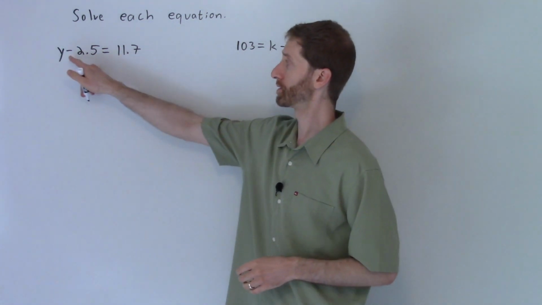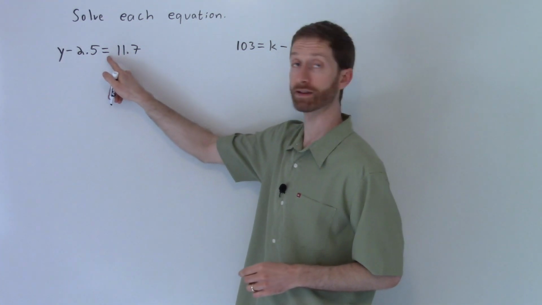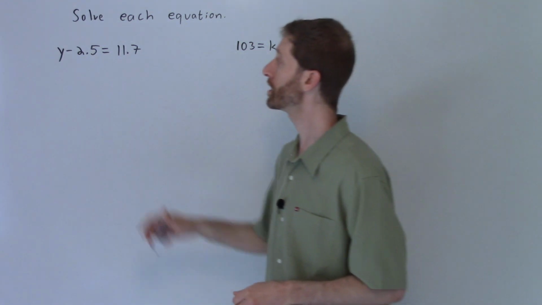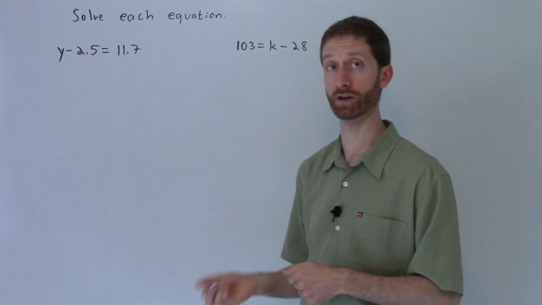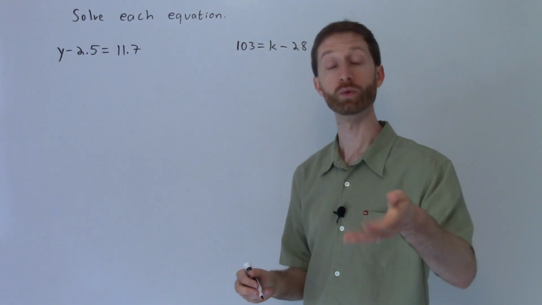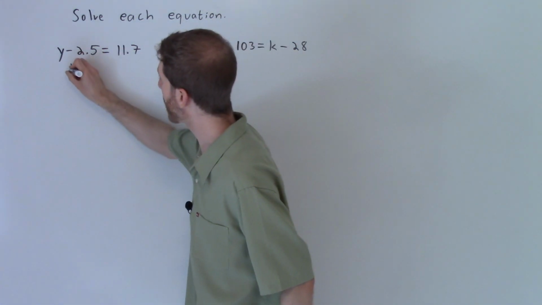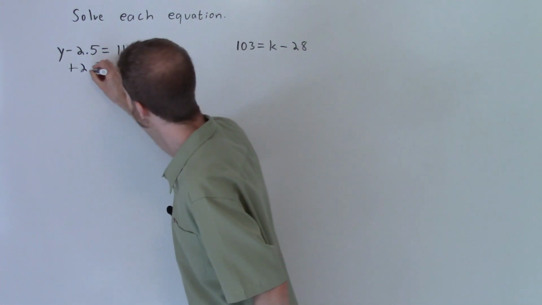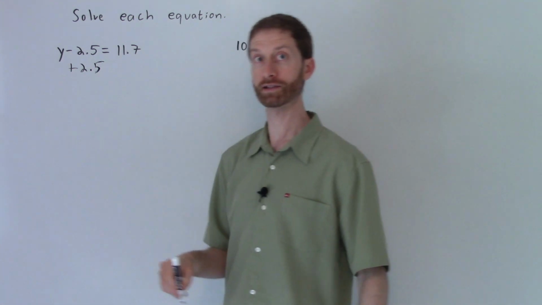In this first problem, it says some number we call y minus 2.5 is equal to 11.7. To figure out what that y value is, we need to undo what's being done to y. So to undo subtraction of 2.5, we do the opposite. We want to zero out minus 2.5, so I'm going to be adding 2.5. And when we add 2.5, it's going to zero out the left-hand side.